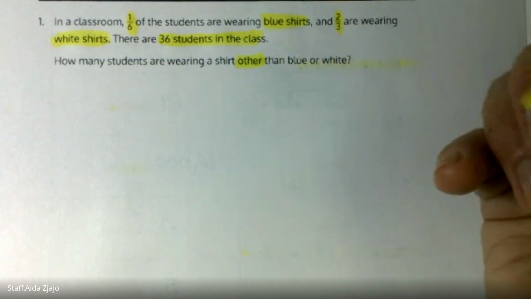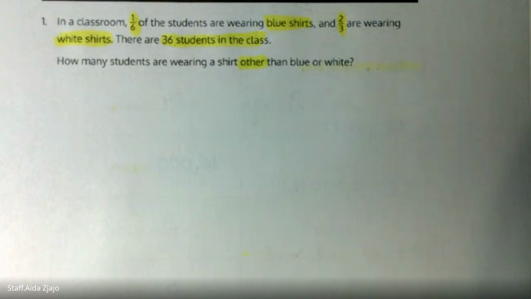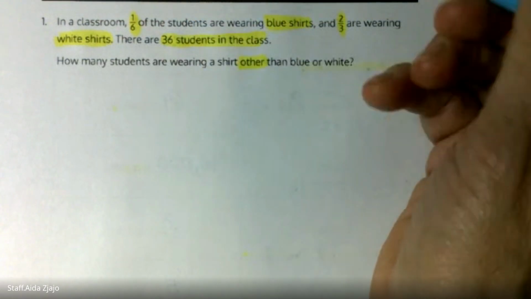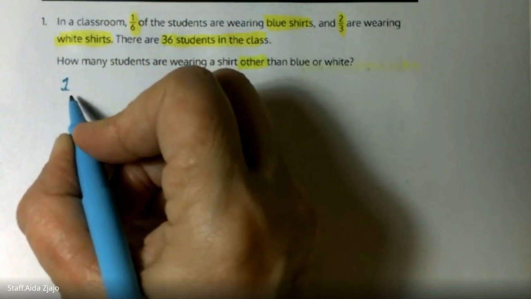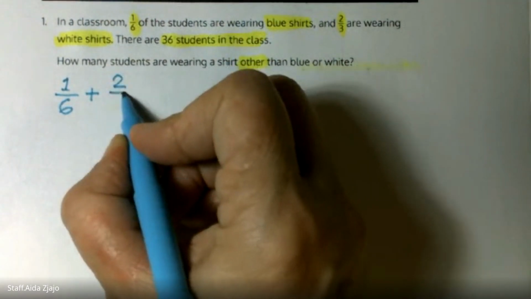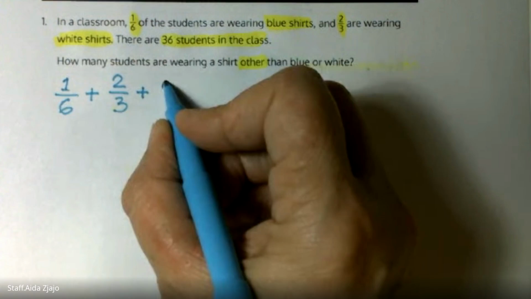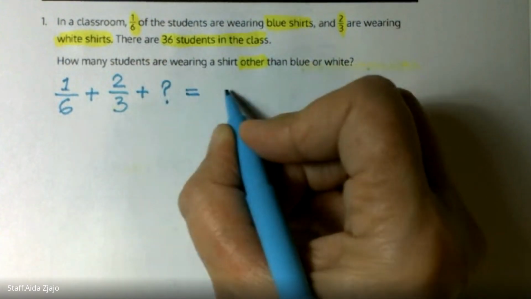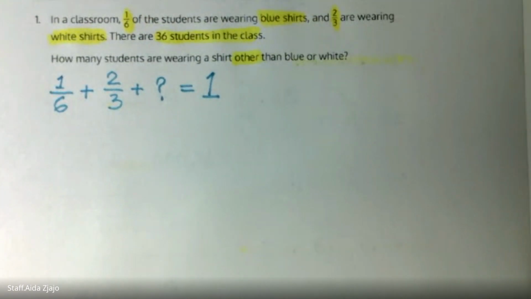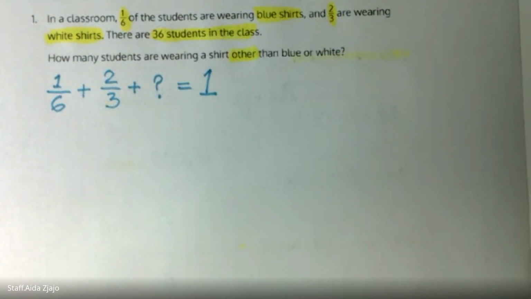So we also have some that are not blue or white. How can we represent this? We can see that the whole classroom is 36 students. So let's start with fractions. 1/6 plus 2/3 plus some more that we don't know must equal one whole classroom. And of course, this is 36.